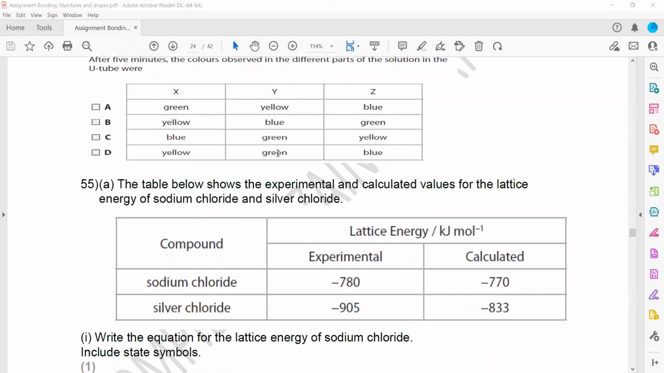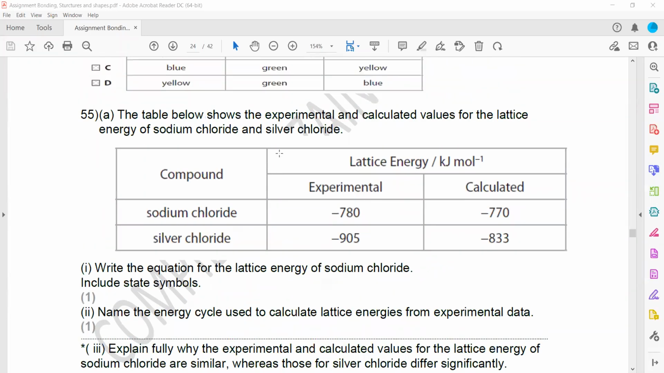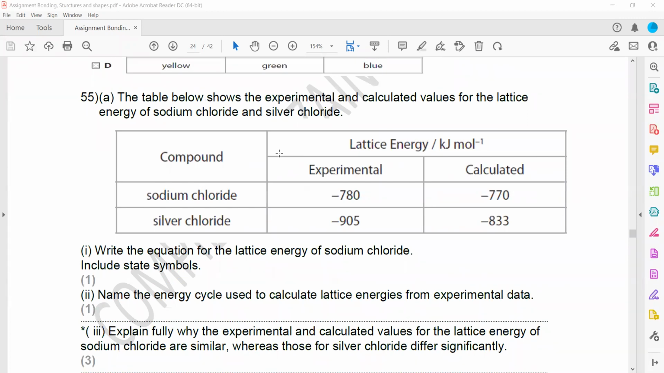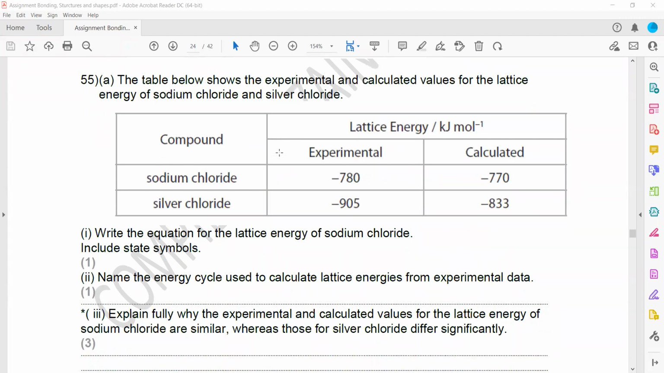As I mentioned, you have to learn the colors. Now this is a structure question. The table shows both the experimental and the calculated values of the lattice energy for sodium chloride and silver chloride. First, which one has the stronger ionic bond? You can use your mic to state the answer. Using the values of the lattice energy, 905 and 780, which has the stronger ionic bond, silver chloride or sodium chloride?